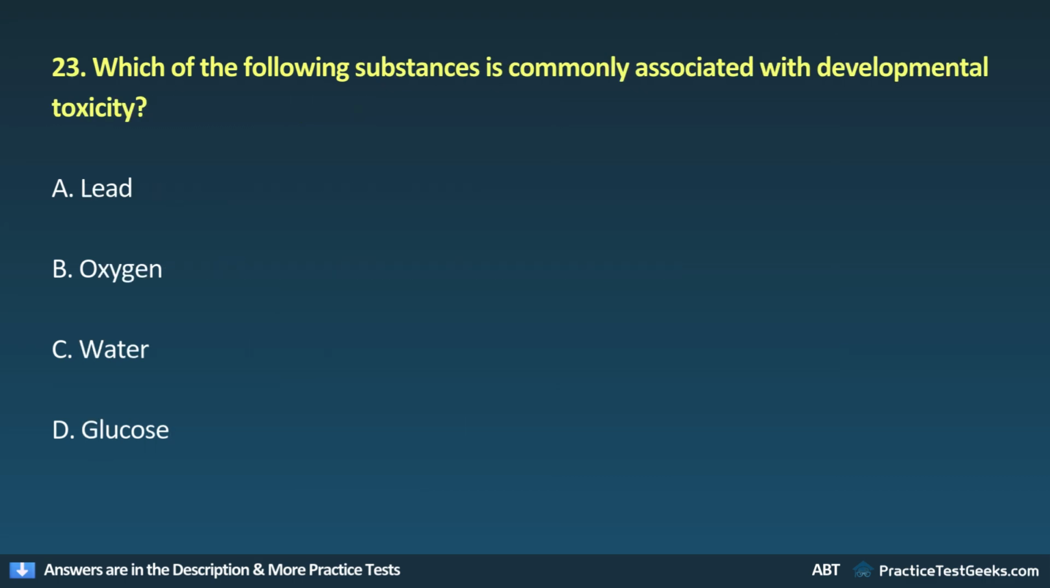23. Which of the following substances is commonly associated with developmental toxicity? A. Lead. B. Oxygen. C. Water. D. Glucose.